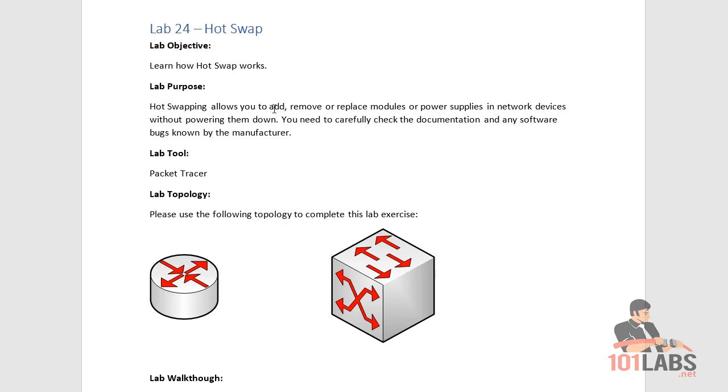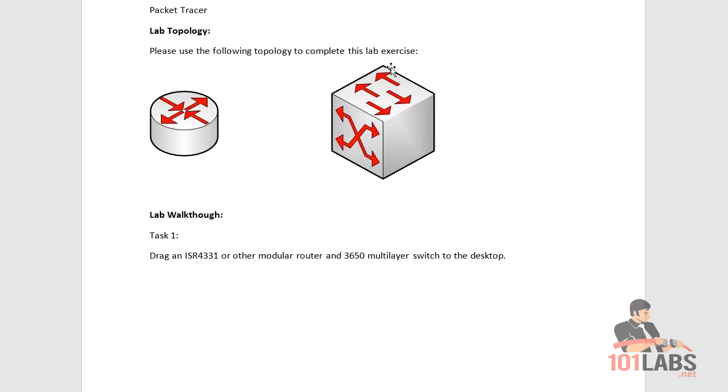So the idea of hot swapping is you can add, remove or replace modules or power supplies in network devices without powering them down. So if you've got an outage or some big issue and you've got two power supplies, hot swapping means you can take one out and fix it with a known good power supply without having to power down your device and potentially affect hundreds or thousands of customers and obviously your own company if you're not supporting different customers. So we're going to use a topology, a layer 3 switch.